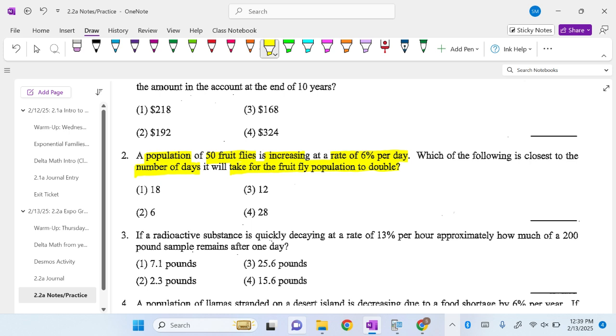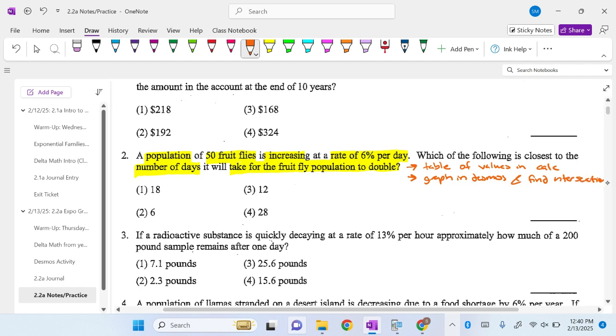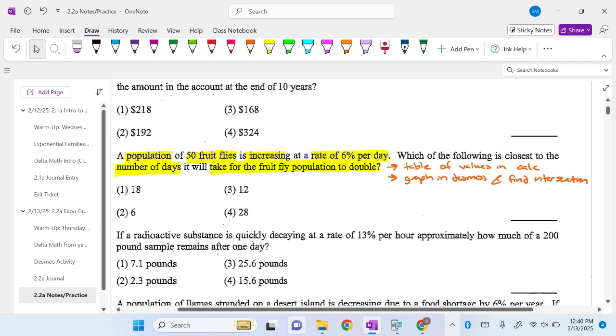All right, so there's 2 ways you can do this. You can either A, make a table of values in your calculator, or B, graph in Desmos and find the intersection. So before we can do either of those options, we got to write an equation that represents the scenario.